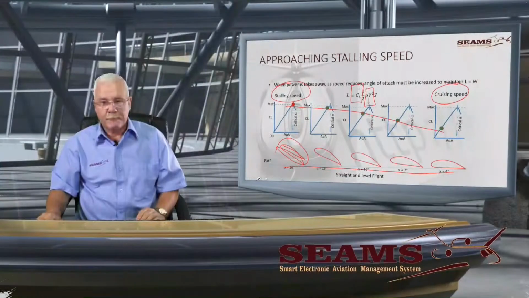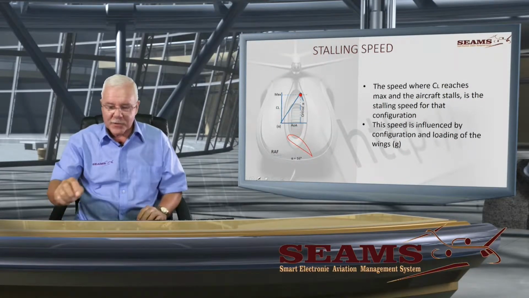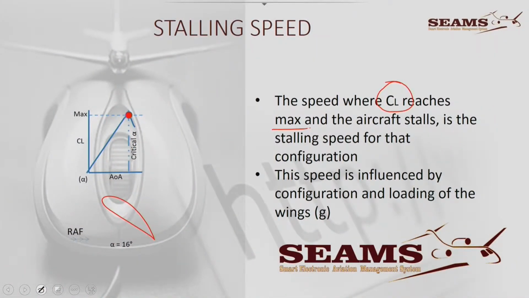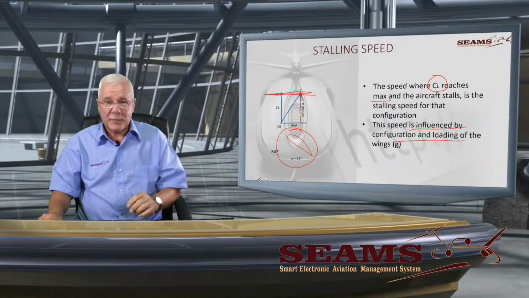In angle of attack. All right, so let's have a look at the stalling speed, the speed where CL reaches max, that is that point, the speed where this happens. In other words, the critical angle, that is then the basic stalling speed. And obviously the speed is influenced by configuration, loading of the wings, and so on. So be careful when you start comparing apples with apples. You've heard that one before.